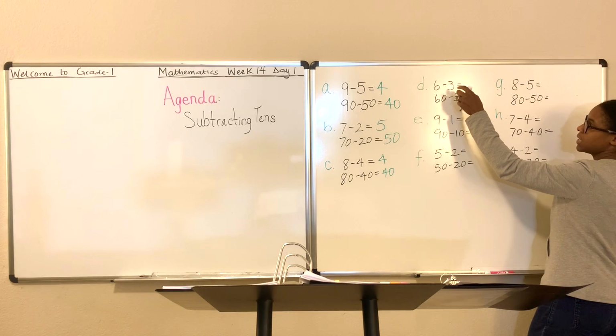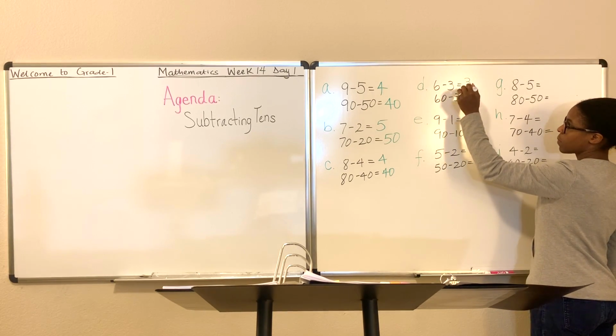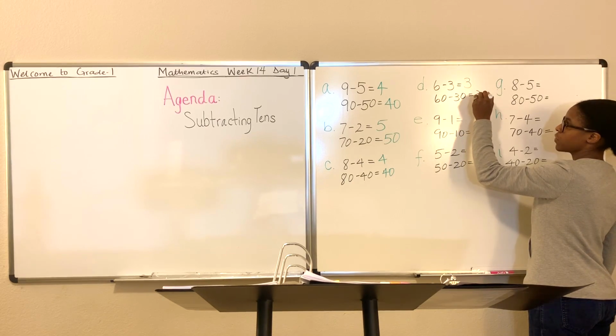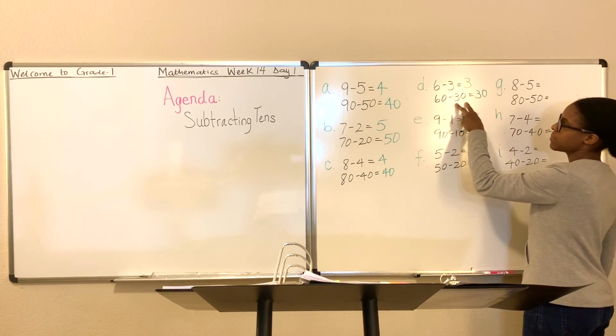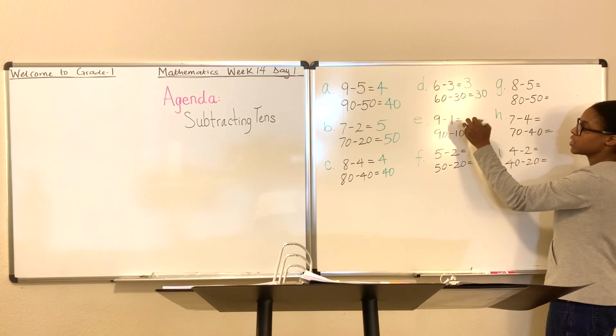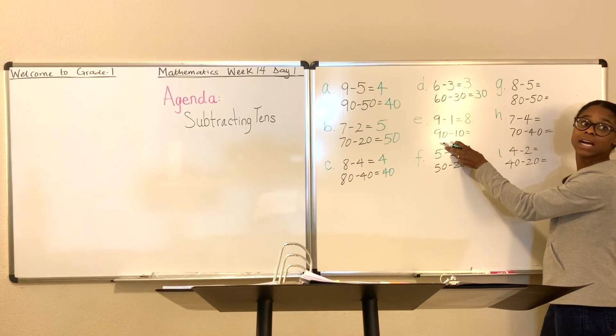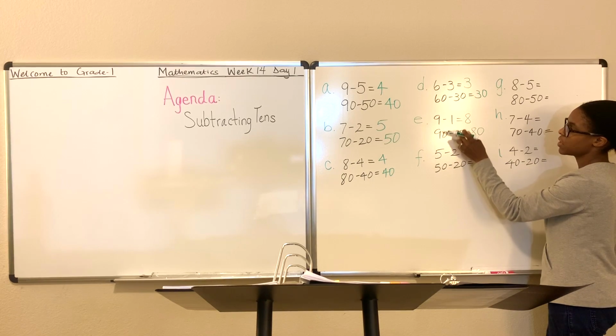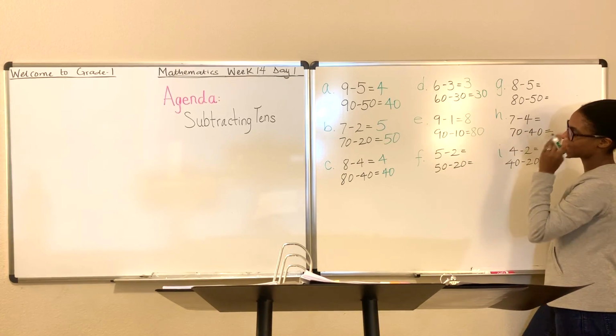6 minus 3 is 3. 60 minus 30 is still 3. You just don't forget your 0. We call that 30. 60 minus 30 is 30. 9 minus 1 is 8. 90 minus 10 is 80.